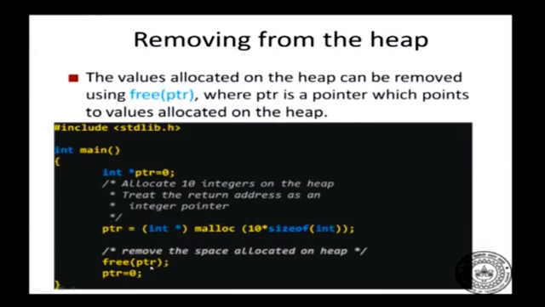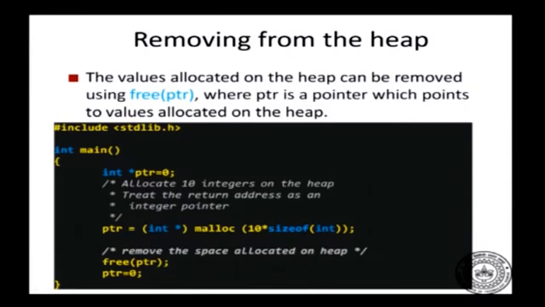Now notice the asymmetry here. Malloc took the number of bytes to be allocated. Free just wanted to say which pointer is to be freed. It doesn't ask for how many bytes to free.